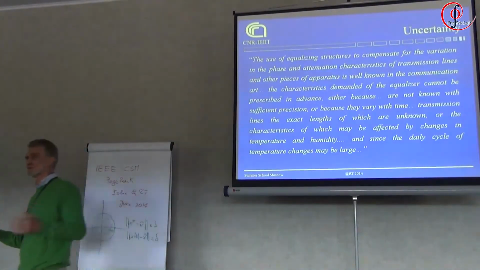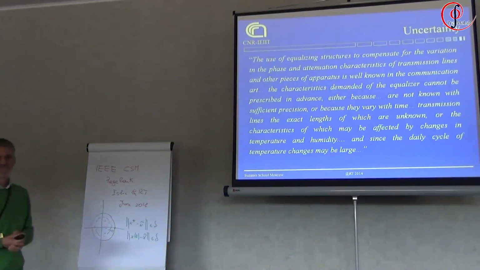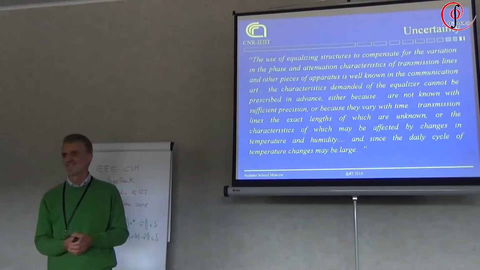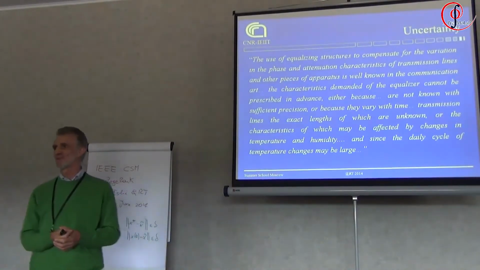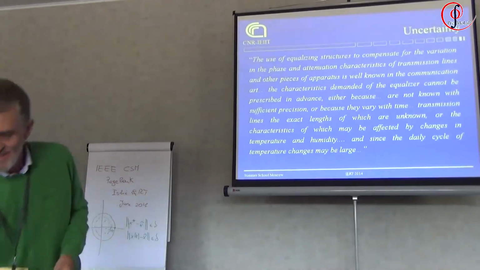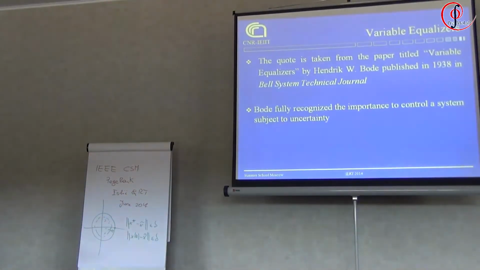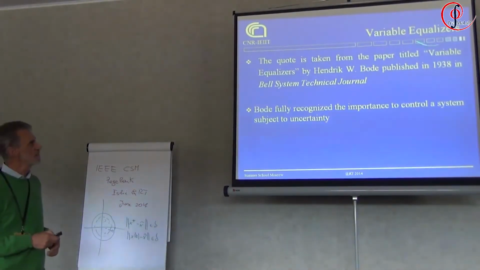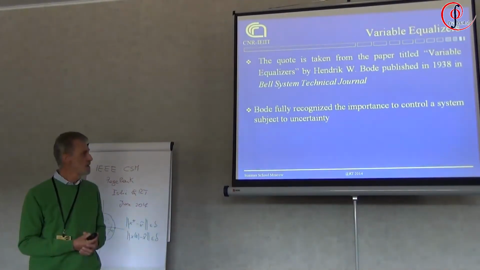So there is uncertainty. So who wrote this sentence and when? Any guess? Don't be afraid. Want me to give the answer? Bode. 1938, variable equalizers, and Bode fully recognized the importance to control systems subject to uncertainty, what later on we called robustness.